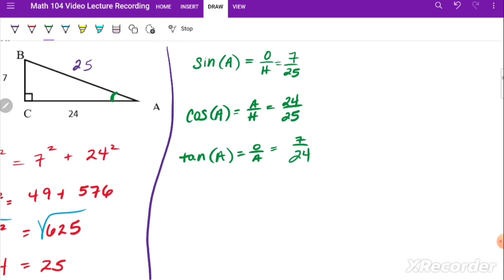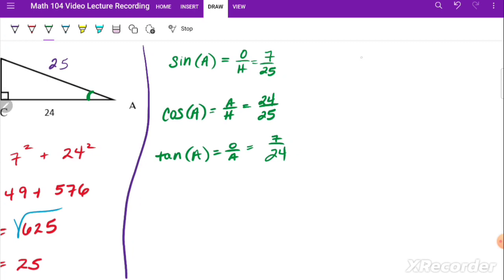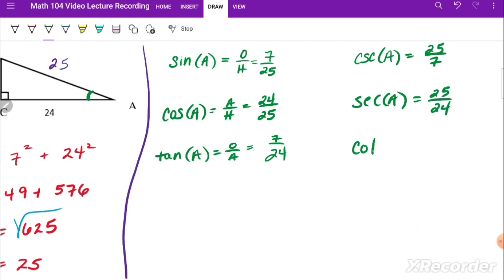The other three trig functions will just be the reciprocal. So cosecant of A will be 25 over 7. Secant of A, 25 over 24. And then cotangent of angle A will be 24 over 7.